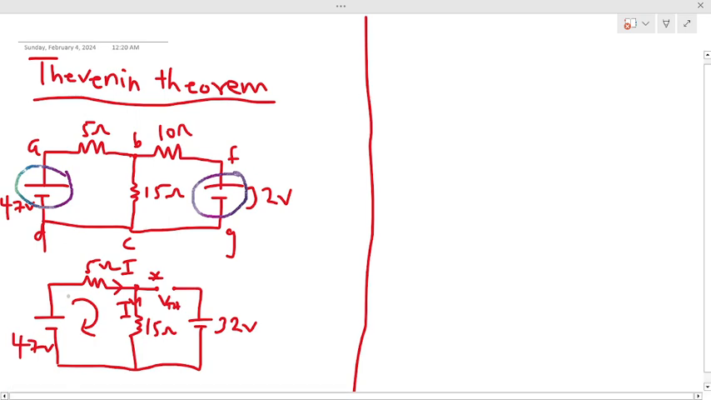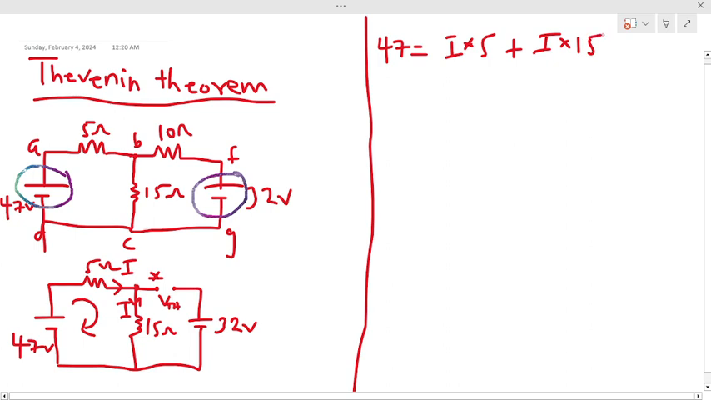So, since the current will move in this direction from the 5 ohm to the 15 ohm, back to the negative terminal, then to the positive terminal, it will end at the positive terminal, and so the voltage will be positive 47, which will be equal to the voltage drop across the 5 ohm resistor, which will be I multiplied by 5, plus I multiplied by 15, the voltage drop across the 15 ohm resistor.